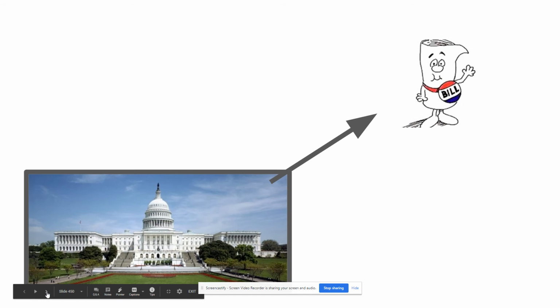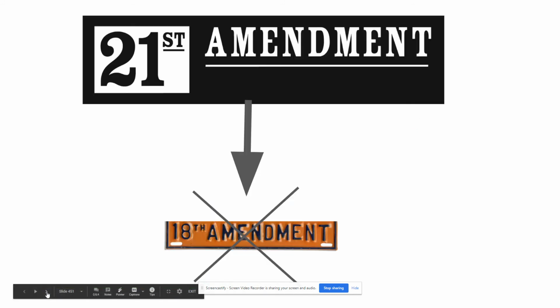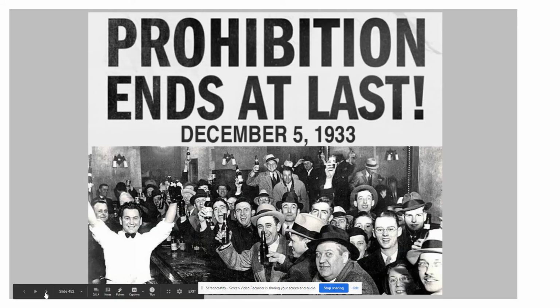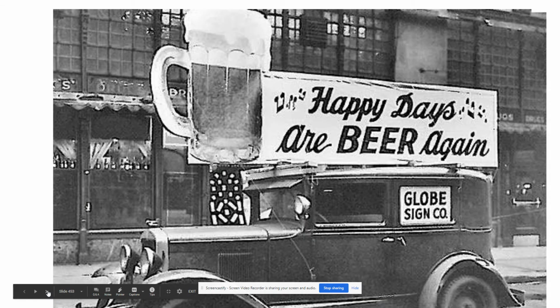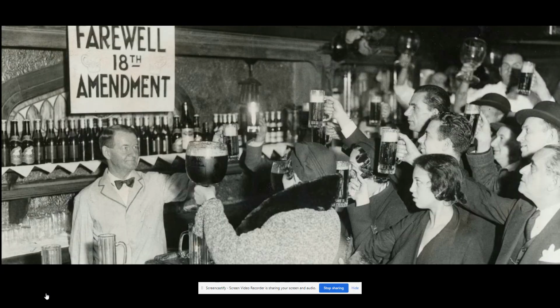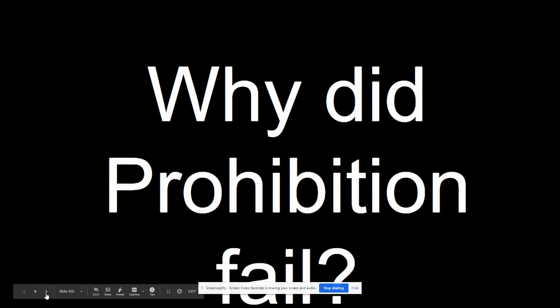Now, February 20th, 1933, there's going to be a bill in Congress to get rid of the 18th Amendment with the 21st Amendment. It takes a little time to ratify, but the 21st Amendment is passed. It gets rid of the 18th Amendment, the only time we've ever repealed an amendment. Prohibition ends as of December 5th, and here we go. Happy days are beer again. I love that image. Farewell 18th Amendment. People are glad to see it go.